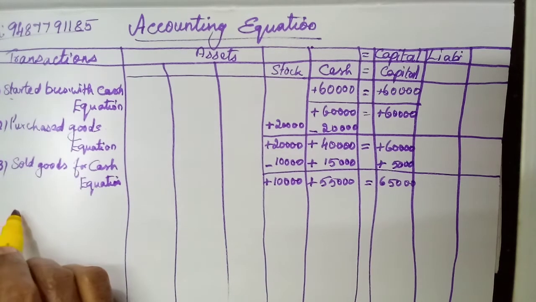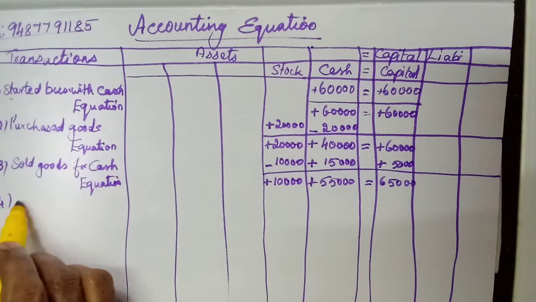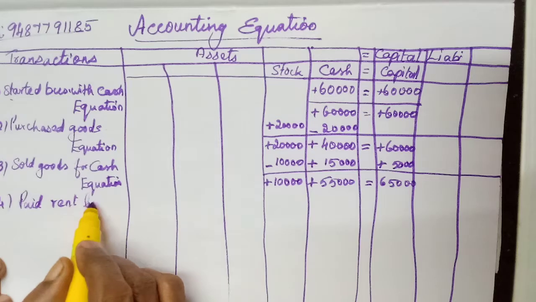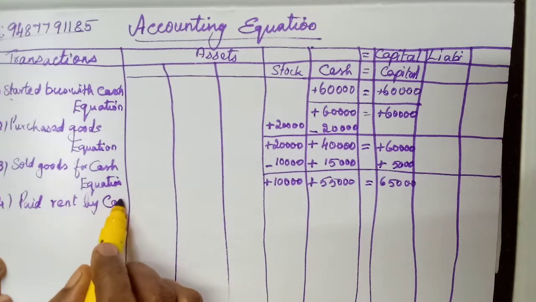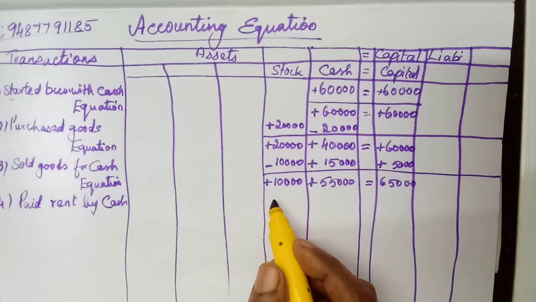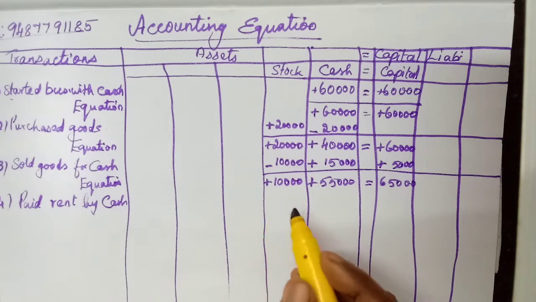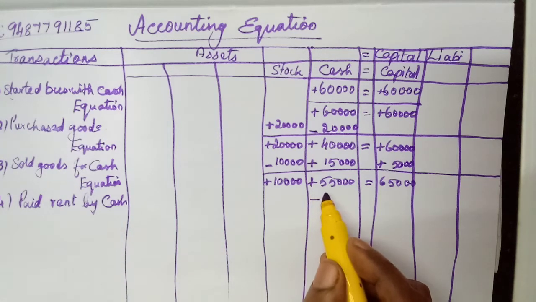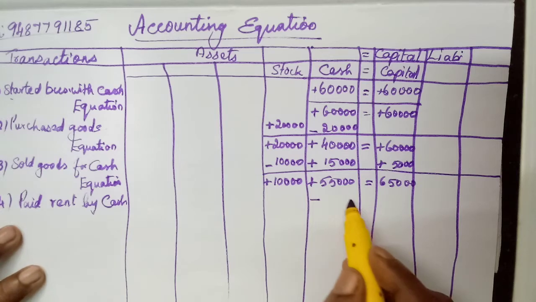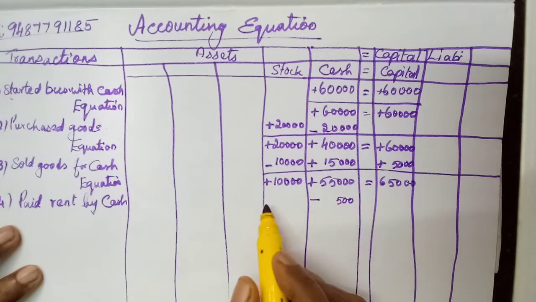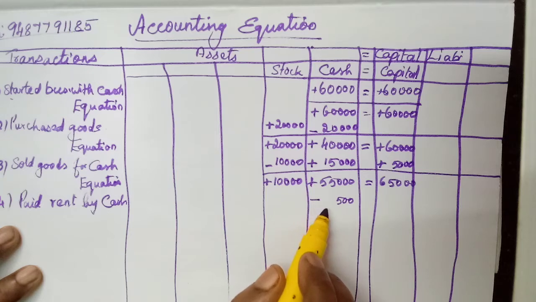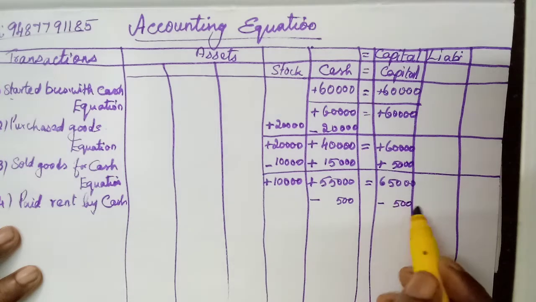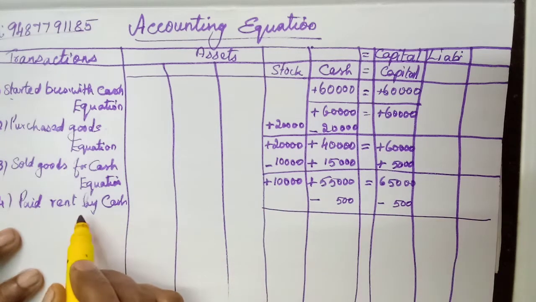Then the next transaction, the fourth one, paid rent by cash. So it is an expense, isn't it? We are paying rent by cash, so it will reduce the cash. How much is the amount? 500. Then it is an expense, so it will reduce the capital also, 500. Okay, now we will write the equation.